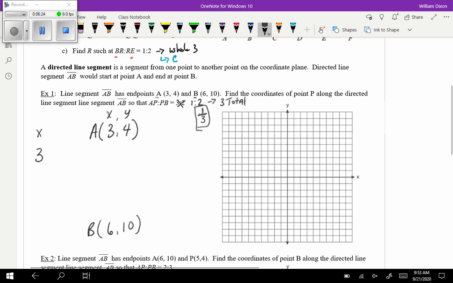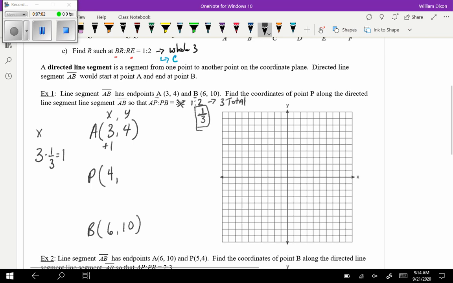Okay, I want to know 1/3. So what I'm going to do is take 3 and times it by 1/3. Okay, 3 times 1/3 equals 1. That's 1/3. So if I start at 3 and I want to know 1/3 of 3 to get to that 1 to 2 relationship, I'm going to add 1 to it. So this is my point P. 3 plus 1 is 4.